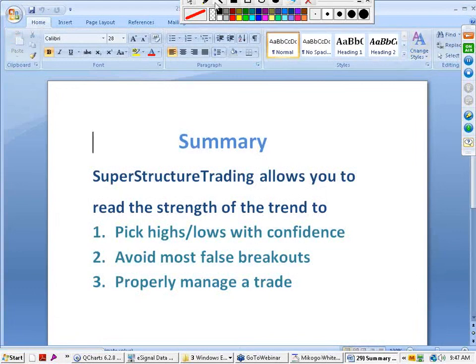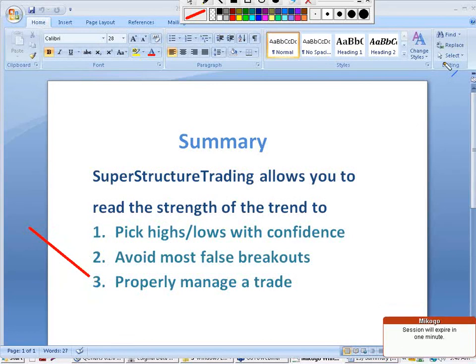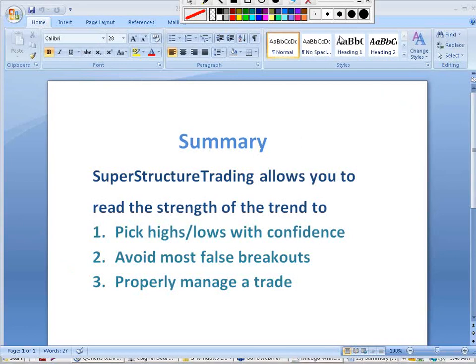Superstructure trading, which is this trading methodology, allows you to read the strength of the trend to pick highs and lows with confidence. You can avoid most false breakouts, and you can properly manage a trade by insisting on higher lows, higher highs if you're long, and maybe maintaining skewing to the right, like we saw in wheat. So you can properly manage a trade. That's important. We want to make sure we have all our bases covered.